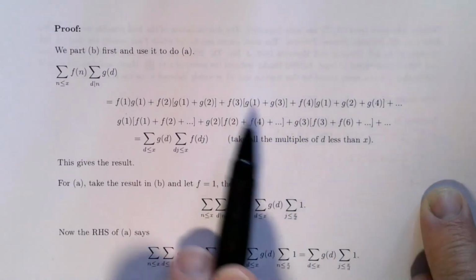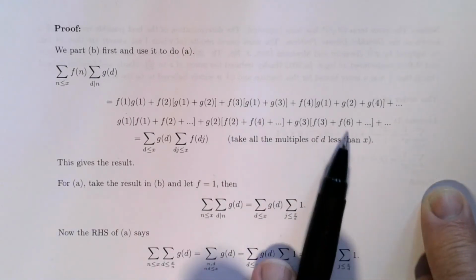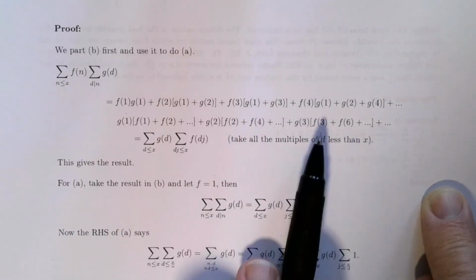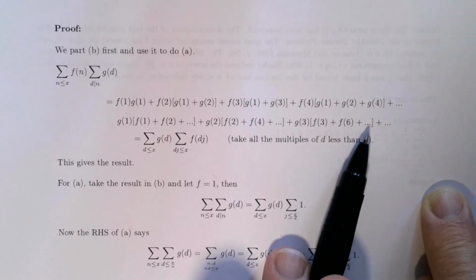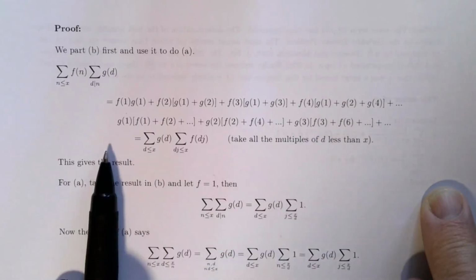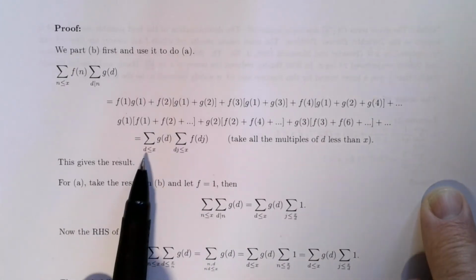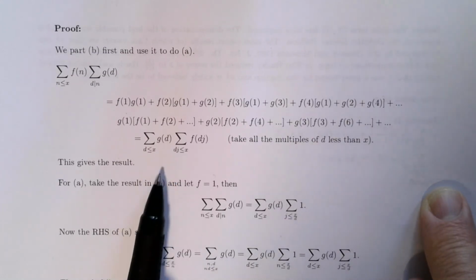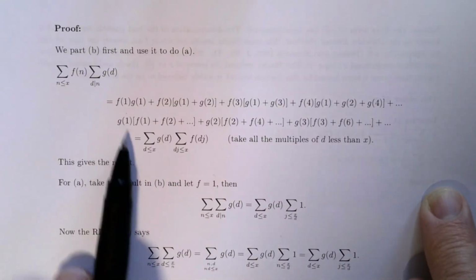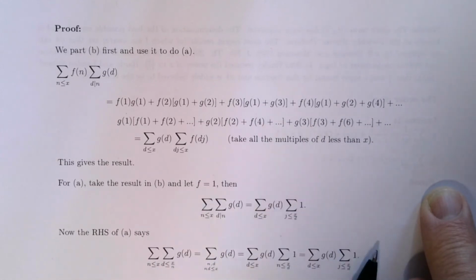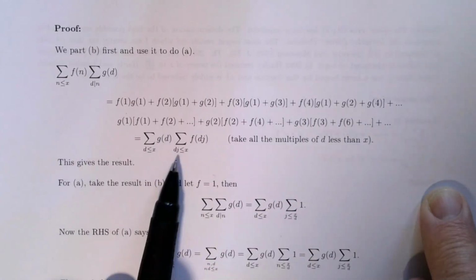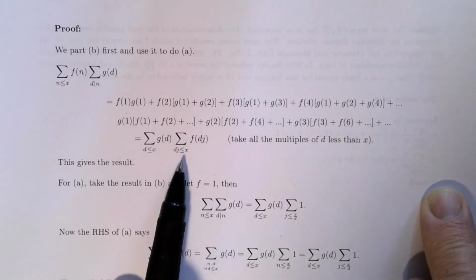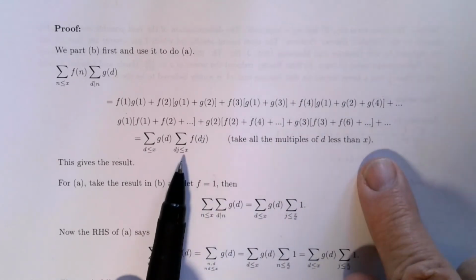If you write some more terms, you'll see the next one is f6, and so on, and see these are the multiples of 3. And now all I do is simply write this back in sigma notation. So we now take the sum over d less or equal to x of g of d, so that is d is 1, 2 and 3 and so on. And then I multiply it by this sum, which is simply the multiples of d less or equal to x.